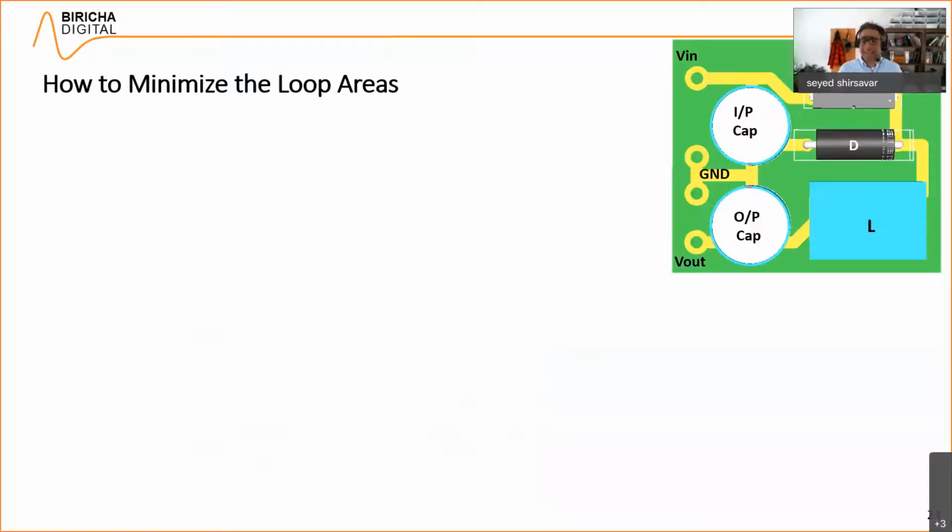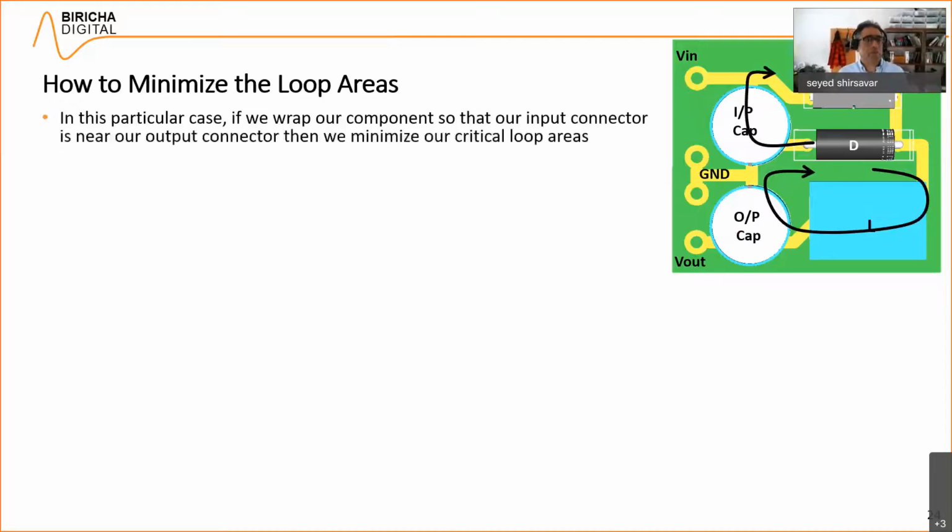Okay, if you route exactly the same thing, these are exactly the same components, but what I've done is I've wrapped it like a U shape here, right? I read a beautiful book by Sanjay Maniktala, which talks a lot of good things about how to lay out power supplies, and he recommends this method. There we go. Now that loop is minimized, and that loop is also minimized. In this particular case, if we wrap our components so that our input connector is near our output connector, then we minimize our critical loop areas.